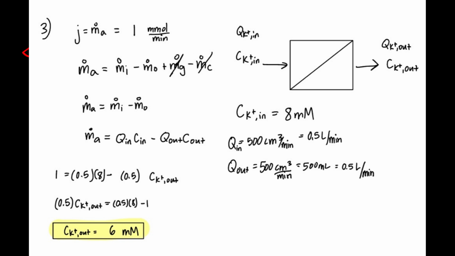Mass accumulated in this case is actually equal to little j, which we calculated above, which is 1 millimole per minute. Then Q in is going to be equal to 500 centimeters cubed per minute, and to convert to liters per minute, it's going to be 0.5. C in is also given, it's 8 millimolar, and Q out is the same as Q in, and C out is what we're solving for. After putting all these values in, we get a concentration of potassium out equal to 6 millimolar.